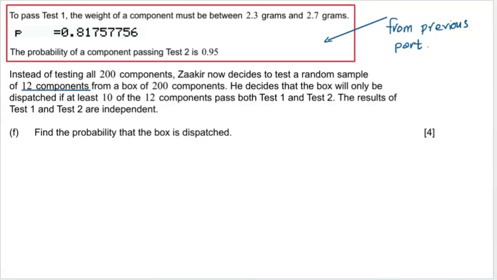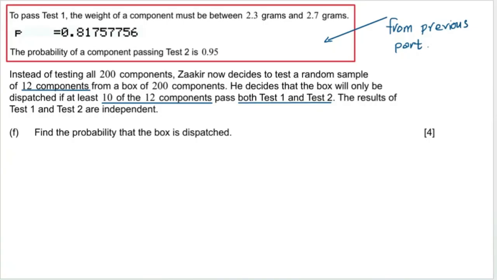Instead of testing all 200 components, Zakir now decides to test a random sample of 12 components from a box of 200 components. So previously he was testing 200 components, but now he's just choosing 12 of these components. He decides that the box will only be dispatched if at least 10 of the 12 components pass both test 1 and test 2. So now we need probabilities for both test 1 and test 2. That's why I took from the previous part. I copied it here.